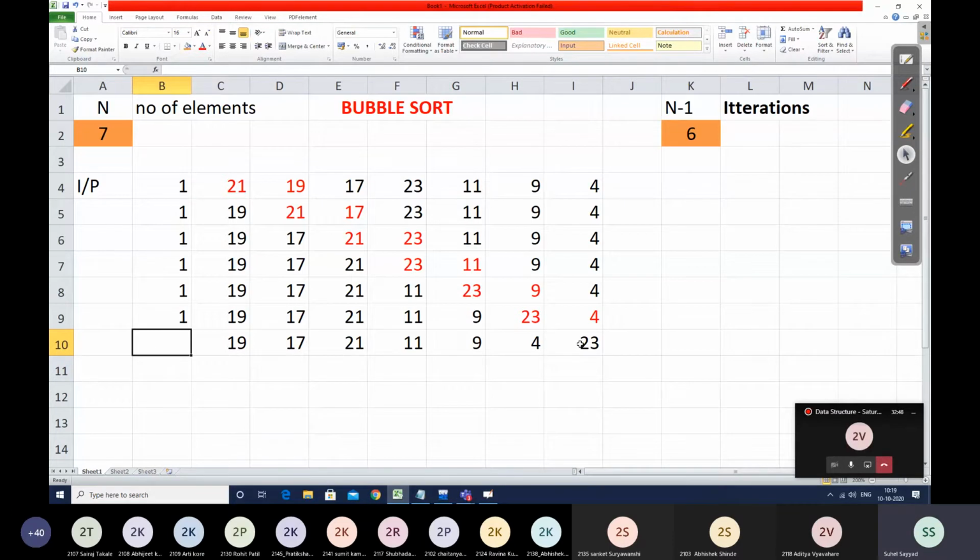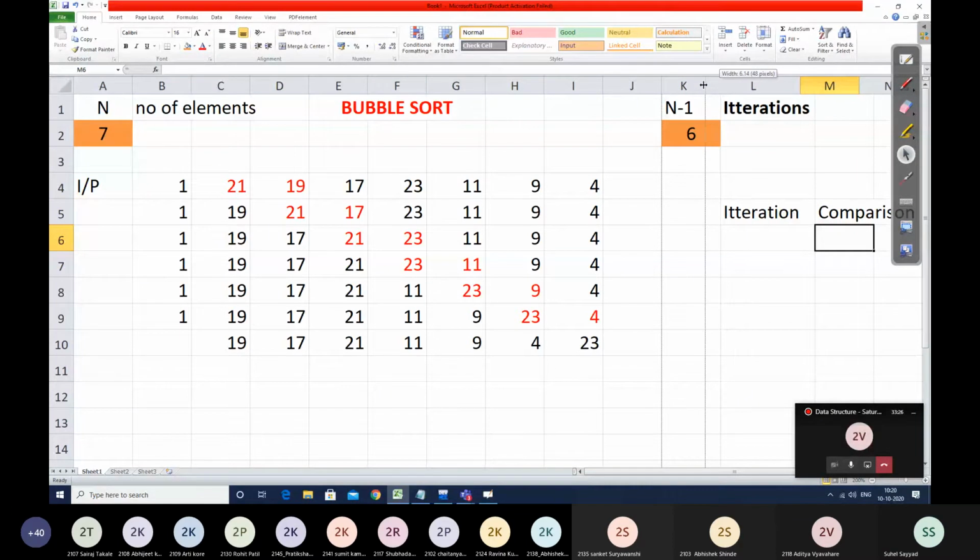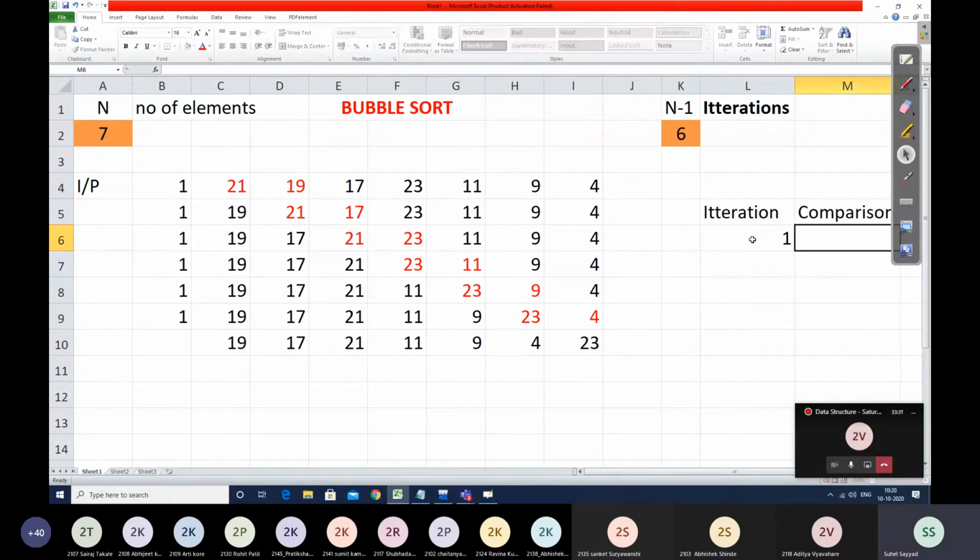Now in first iteration, how many comparisons did we make, my dear students? All the red marks that I have written are comparisons, right? So how many comparisons are there? 1. This was second. This was third, fourth, fifth, and sixth. So this is my iteration number, and this is the number of comparisons that I made, that I am writing here. So iteration number 1, how many comparisons did we make? 6. Is it clear, students?